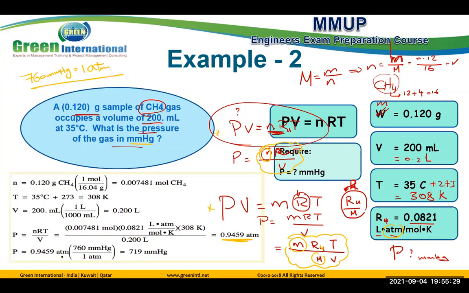So I write it like this. This is atmosphere, so write atmosphere below and the millimeter mercury above. 1 atmosphere is equal to 760 millimeter mercury. Cross multiplication, which one is up and down like this, multiply this, divide by 1, and get the correct answer in millimeter mercury. Okay? Any question? Clear, sir.